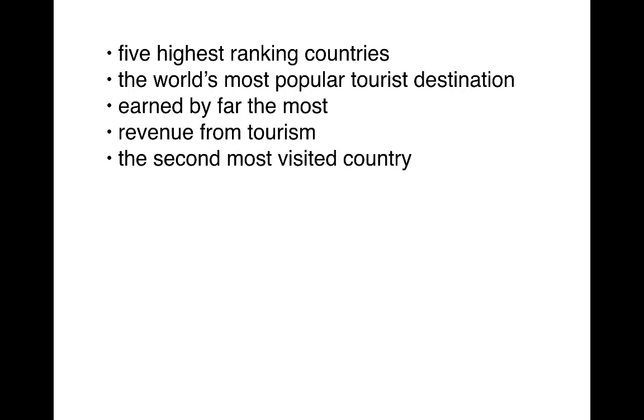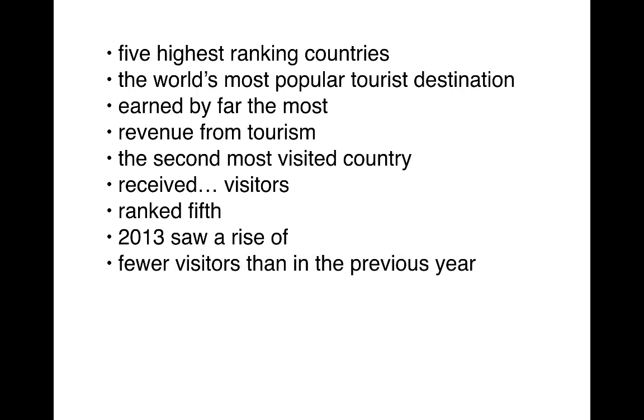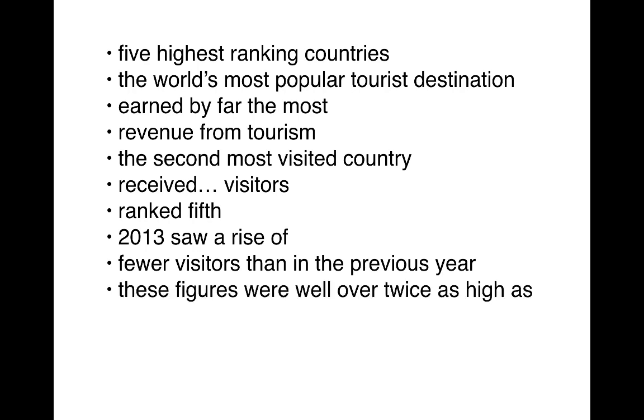The second most visited country, comparisons as usual. Received visitors. You can say that a country received visitors. Ranked 5th. 2013 saw a rise of. If you've watched my previous video lessons, you'll know that I like to use this phrase with C. You can say that with a country as well. You can say France saw a rise in number of tourists, or the year in this case, 2013, saw a rise of. Fewer visitors than in the previous year. These figures were well over twice as high as.